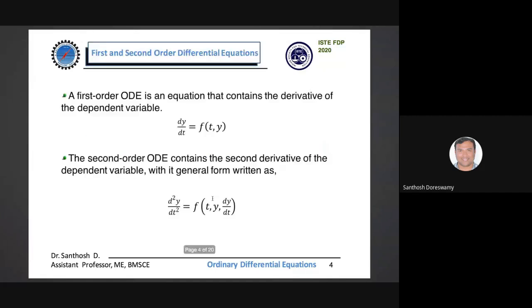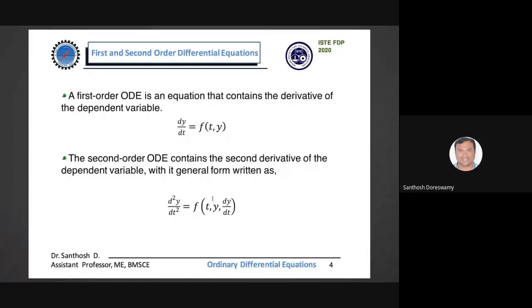Now, in ordinary differential equations, any differential equation can be classified based on the order of the derivative. Suppose you have a differential equation. The highest order of the derivative in that differential equation classifies it as an order n differential equation.